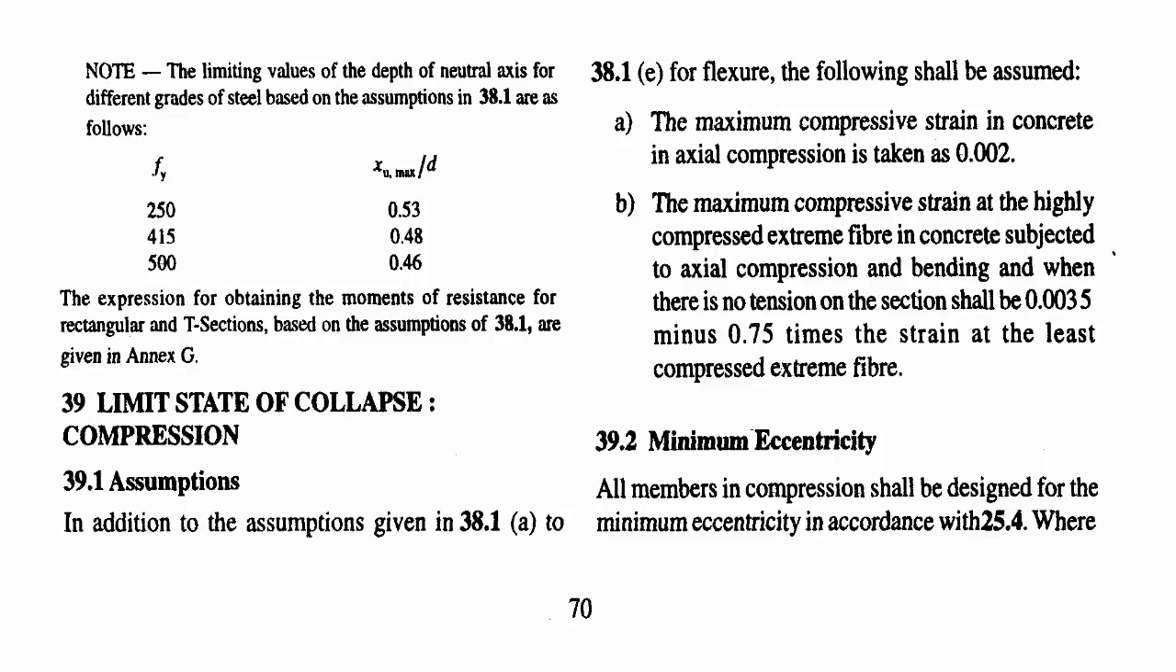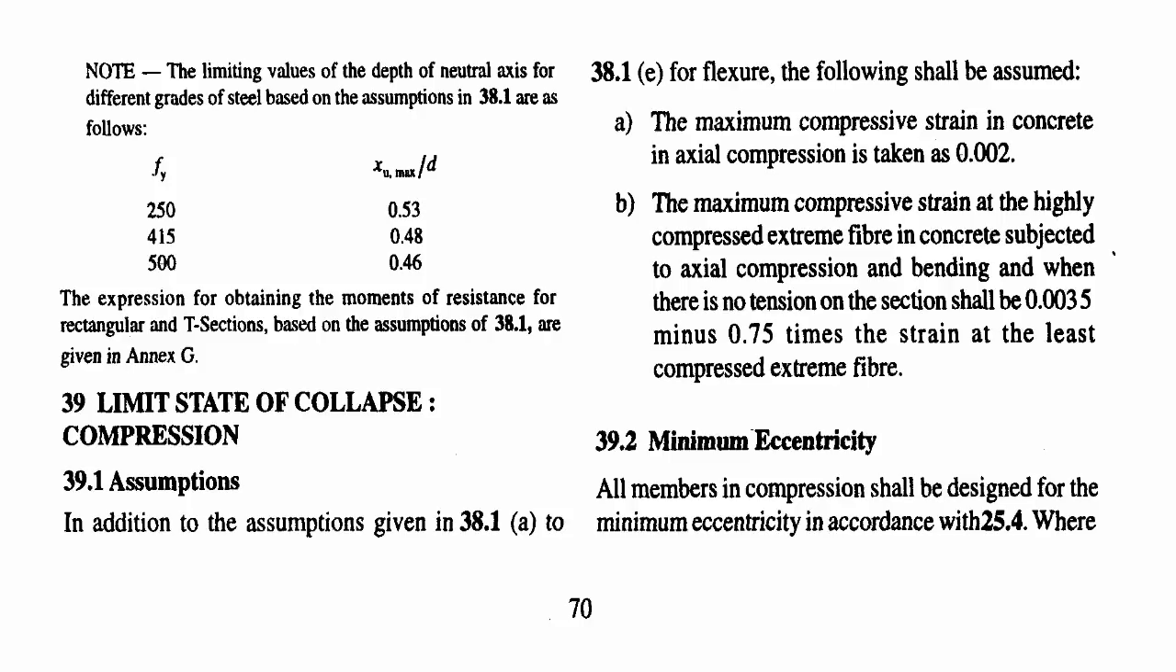Open your page number 70. Now you see clause number 39. Clause 39 gives the limit state of collapse: compression. Design for compression, you will find in clause 39. What does clause 39 say?